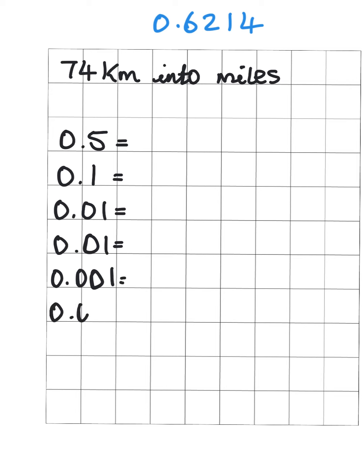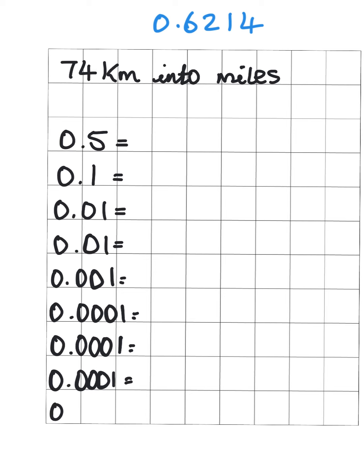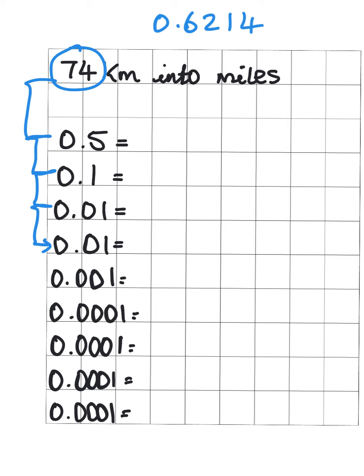We're then going to find 0.0001 of the number 4 times. 1, 2, 3, and 4. I've run out of squares. So we take our 74 and we do all these things to it. So 74 halved. Half of 70 is 35. Half of 4 is 2. 35 and 2 is 37.